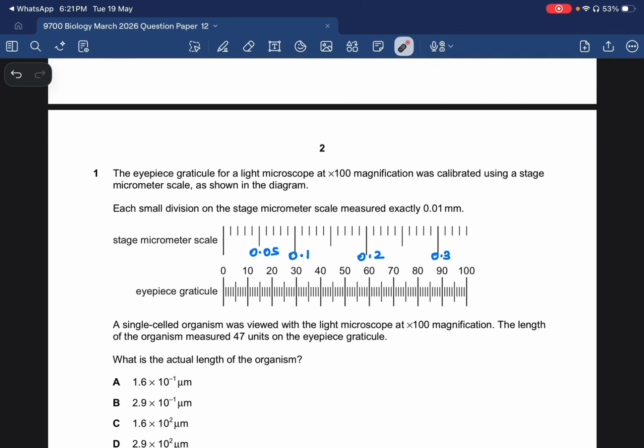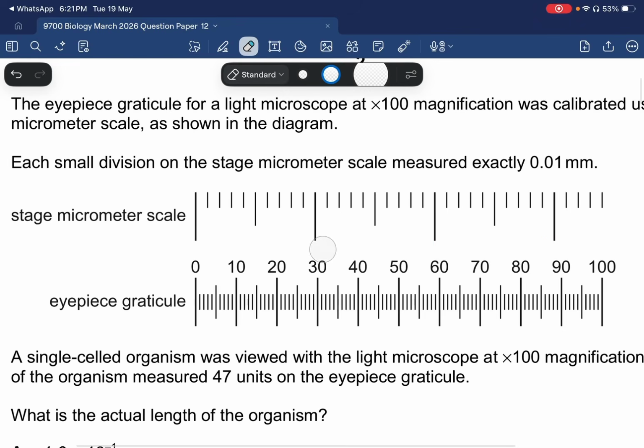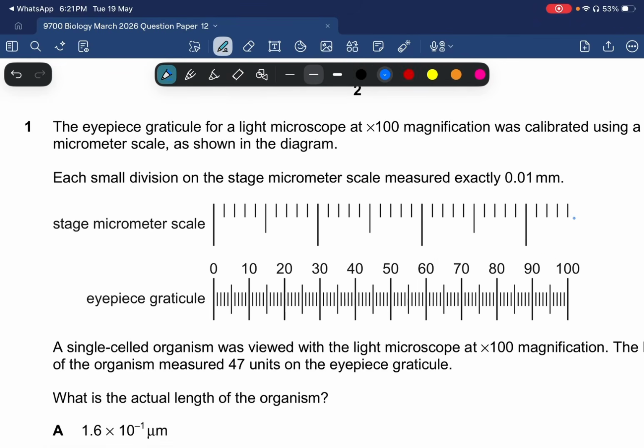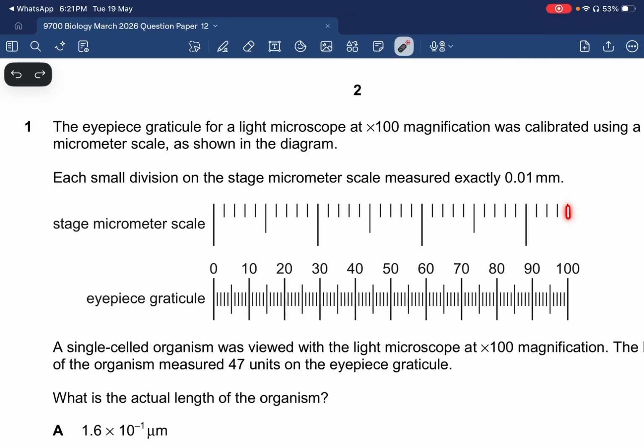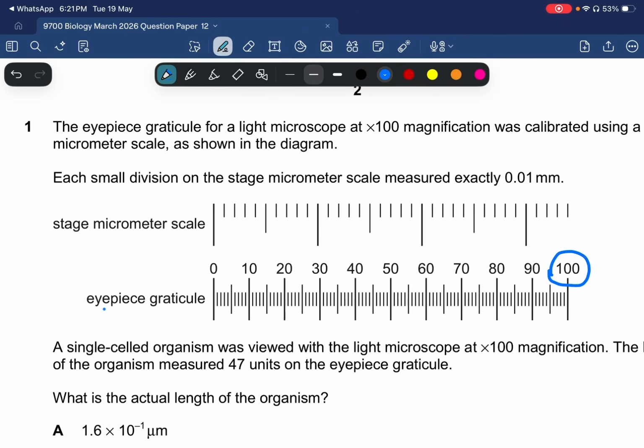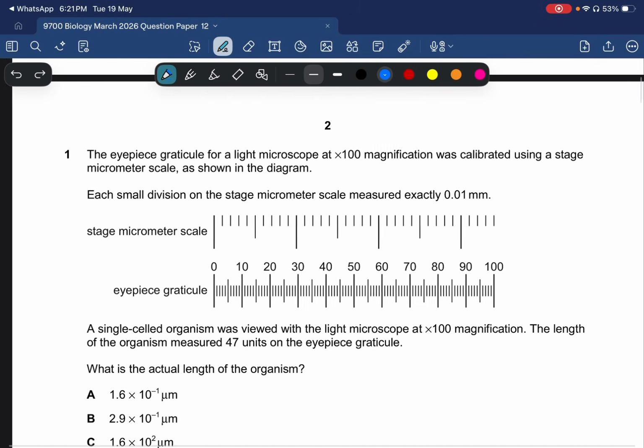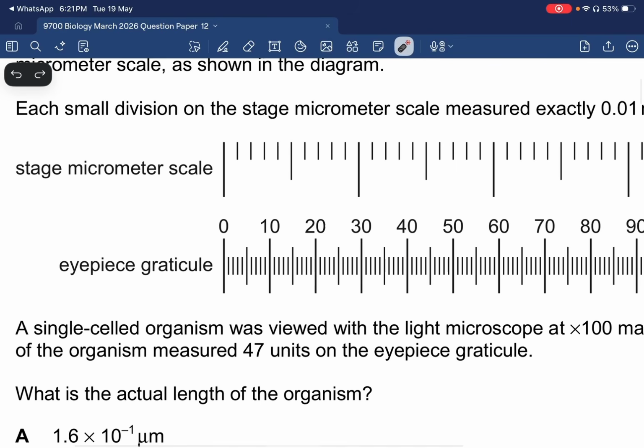What you have to do is compare the number of divisions in the stage micrometer and in the eyepiece graticule. How do we do that? Let's take an example. Let me just erase all of these values. If you take a look at the end of these two scales, they end at the same line, right? Now, right here, I see the number 100 on the eyepiece graticule. What does this number 100 stand for? This basically stands for the number of divisions. Look at the eyepiece graticule: one division, two, three, four, five, six, seven, eight, nine, 10, right?